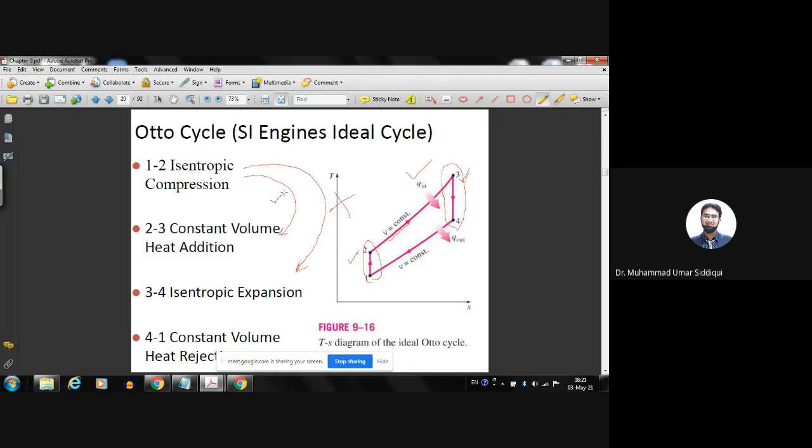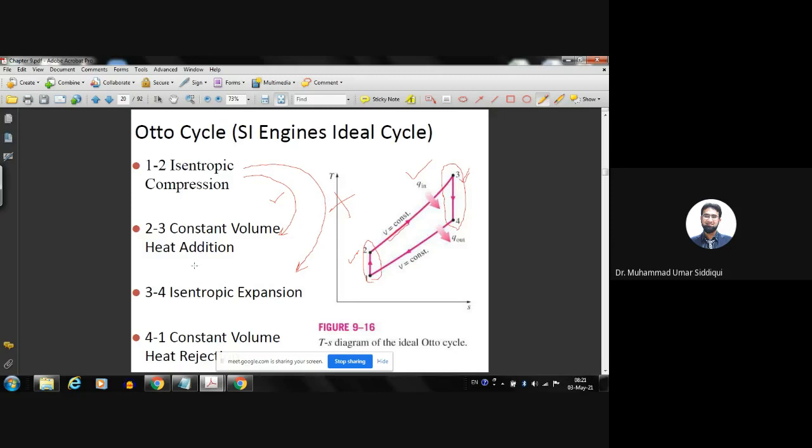The sequence is important because we know that after one process, the next occurs, then the next, and then the next. All the four processes are occurring in a specific sequence, and that sequence is important. It's not just about listing what kind of processes are occurring within the Otto cycle, but also in what sequence. So after isentropic compression comes constant volume heat addition, then isentropic expansion, then constant volume heat rejection.